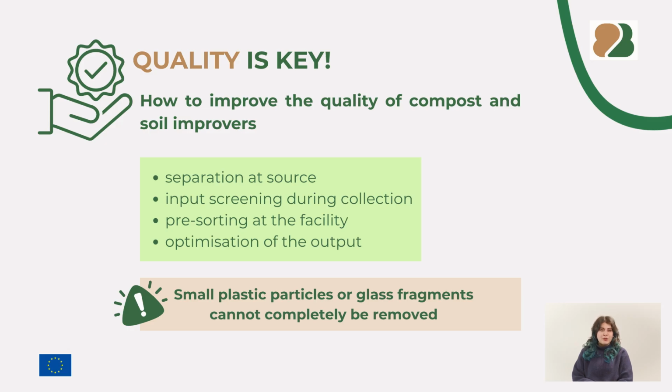There are many ways to improve the quality of compost and soil improvers. These can be grouped into four main areas: separation at source, input screening during collection, pre-sorting at the facility, and optimization of the output. The last 2 points, pre-sorting and output optimization, are mainly questions of intelligent engineering. But the first two, separation at source and input screening during collection, rely heavily on communication.